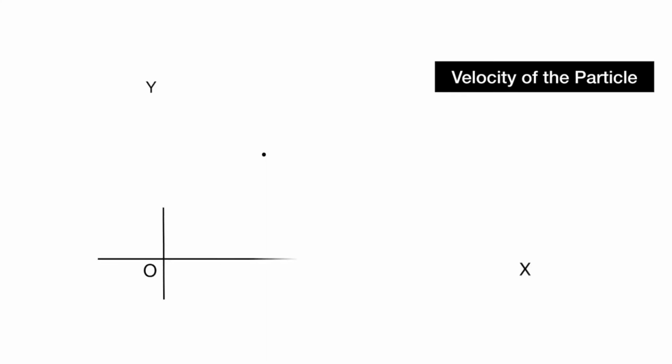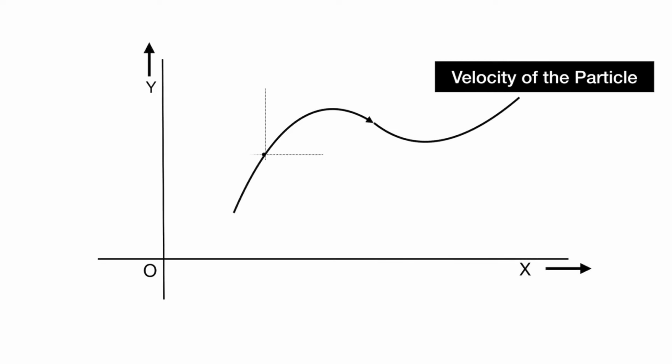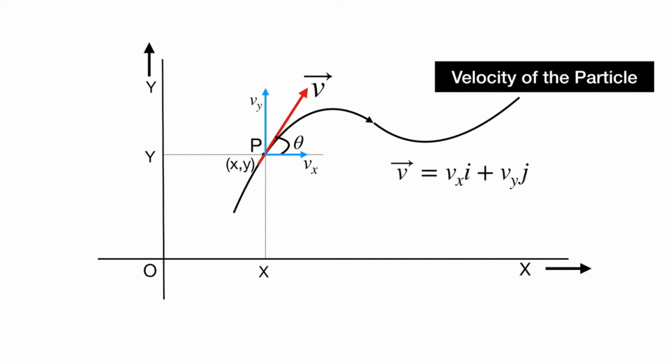Now for the same motion of the particle, the velocity at point P can be given by the tangent at that point, and this is represented by velocity vector v, which makes an angle theta with the x-axis. Now this velocity vector has two components. One is vx, which is in x direction, and another is vy in the perpendicular y direction. So v can be represented by vx i cap plus vy j cap, where vx is v cos theta and vy is v sin theta.